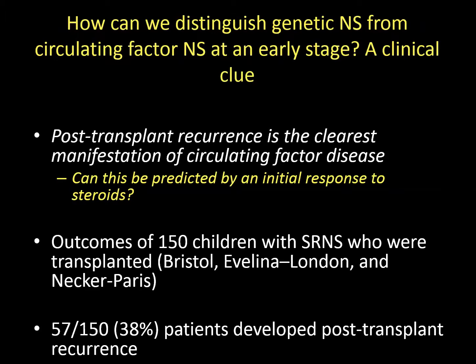Distinguishing clinically circulating factor disease patients. This is really just expanding on what I've already alluded to. The patients who get post-transplant recurrence, that's to me the archetypal circulating factor disease. These are patients who get recurrence within minutes or hours of putting a new kidney into the patient, and they get massive proteinuria. And again, you've probably all seen this. They get massive proteinuria post-transplant very, very early on. There's no doubt that there's something circulating that affects that new kidney. And we looked at the outcomes of 150 children with SRNS who'd been transplanted across 3 centres. Of those patients, 38% developed post-transplant recurrence, so roughly in the proportion that you'd expect. Next slide.